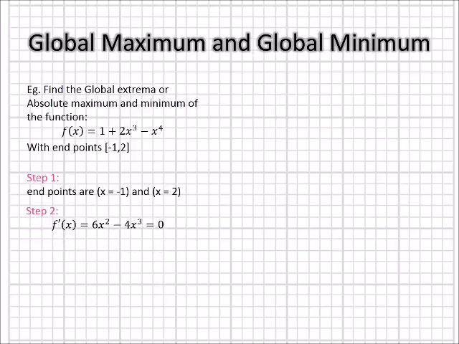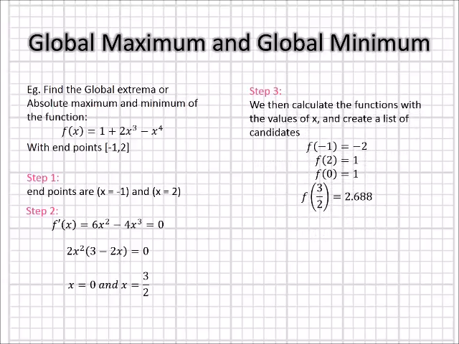We then find the stationary points, so we find the derivative. We get 6x squared minus 4x to the power of 3 equals 0. Continuing to solve it, we get 2x squared times bracket 3 minus 2x equals 0. Setting the outside and the inside of the brackets each equal to 0, our solution becomes x equals 0 and x equals 3 over 2.